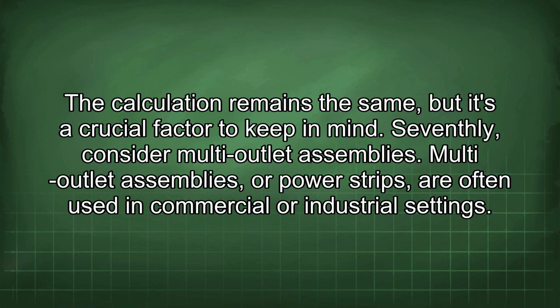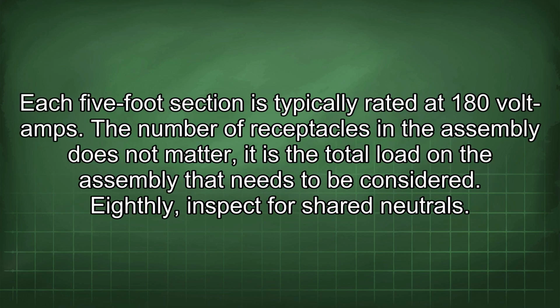Multi-outlet assemblies, or power strips, are often used in commercial or industrial settings. Each 5-foot section is typically rated at 180 volt-amps. The number of receptacles in the assembly does not matter; it is the total load in the assembly that needs to be considered. Eighthly, inspect for shared neutrals.